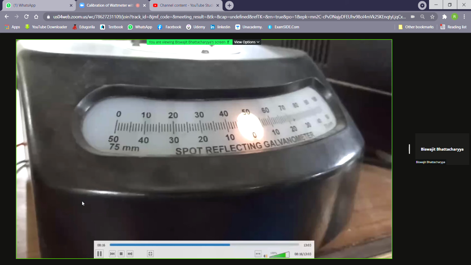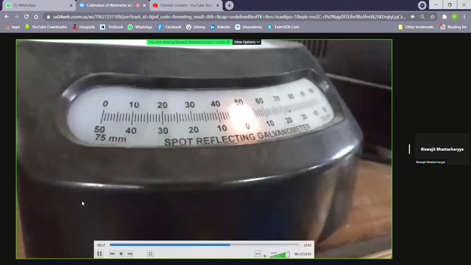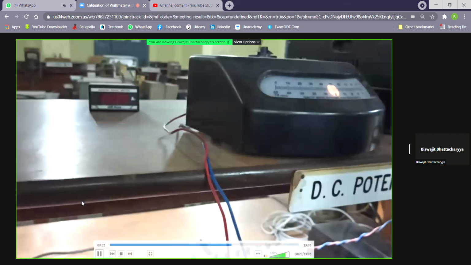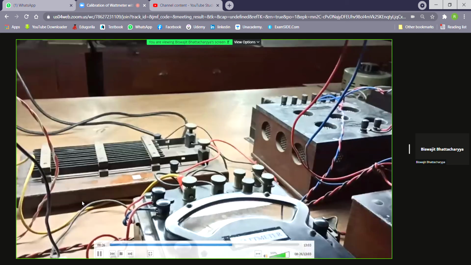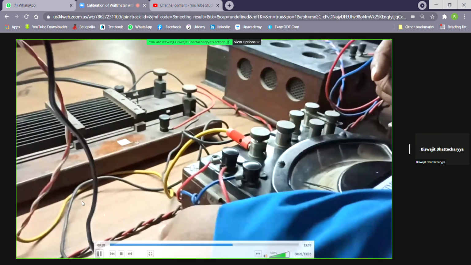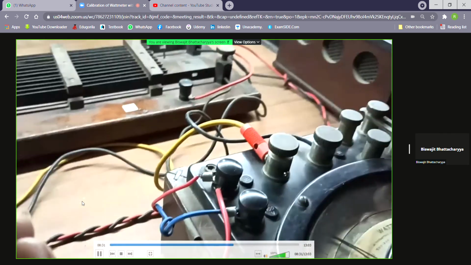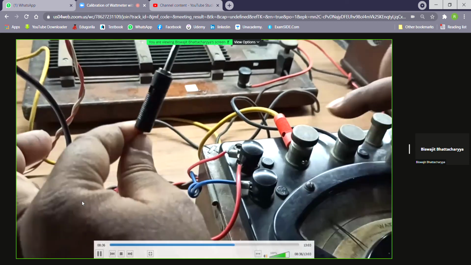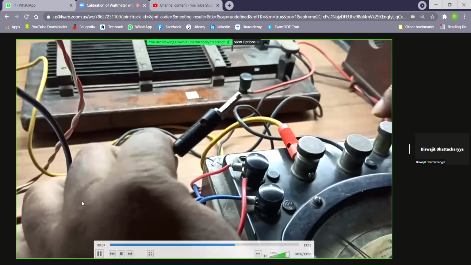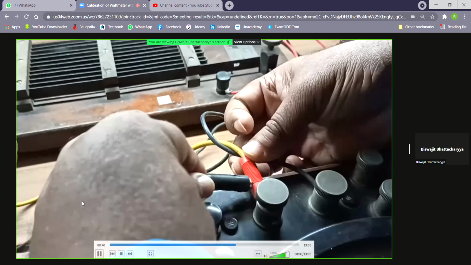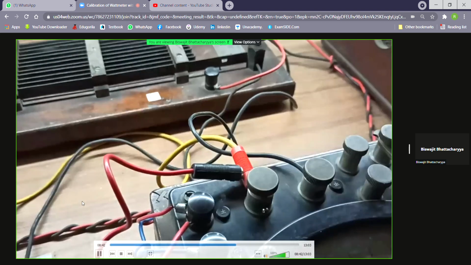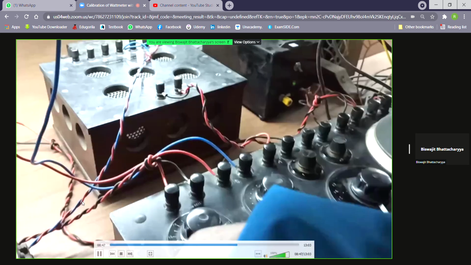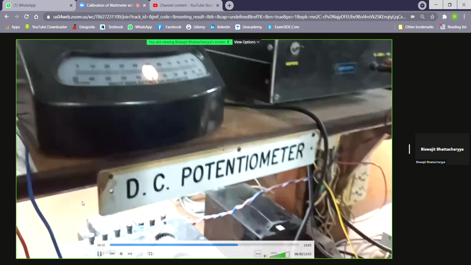So now we can see we achieved the null point. There is no deflection in the galvanometer. So this was in unlinked condition. The potential coil was not connected with the current coil. Now we are connecting these two by a link. So in this with link condition, we will further check whether the circuit is still balanced or not.